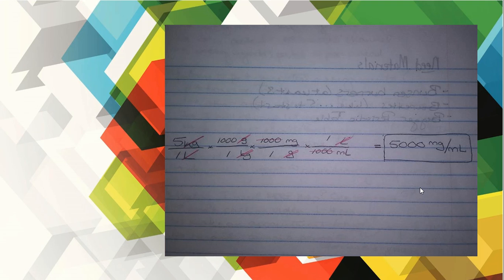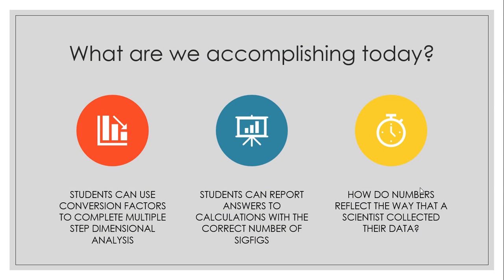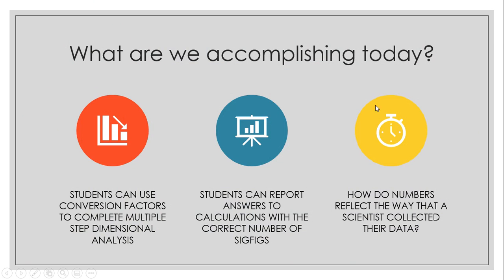Okay, so just a quick review there, but moving forward, what do we want to accomplish in this video? You should be able to use conversion factors to complete multiple step dimensional analysis problems. That's what we just covered here. Really, these two are the ones we're going to focus in on, and definitely this one in the center. So students can report their answers to calculations with the correct number of significant figures. That's what sig figs is, significant figures. And also, you should take note of how these numbers reflect the way that scientists collected their data. The reason we use significant figures is going to relate to the way that data is collected.